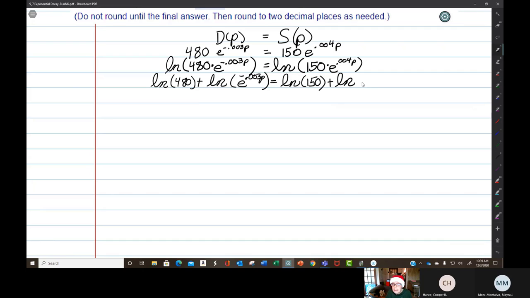plus ln of e to the 0.004 P. So there, and let me write beside here that that was the product rule, for somebody coming along later and reading this, so they'll know. Okay, now I'm going to use the power rule.